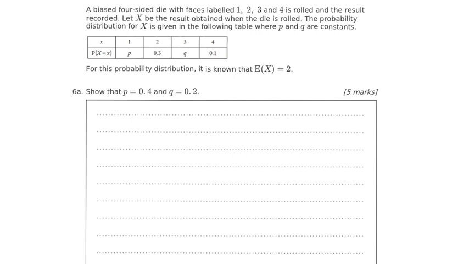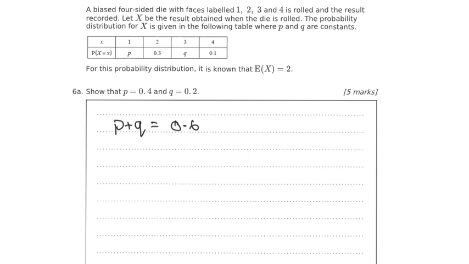Because there are two unknowns, we need to generate two equations which we will solve simultaneously. The first equation we can generate is that we know that the probabilities add up to 1. We know that the probability of 2 is 0.3 and the probability of 4 is 0.1. Therefore, P plus Q must equal 0.6.